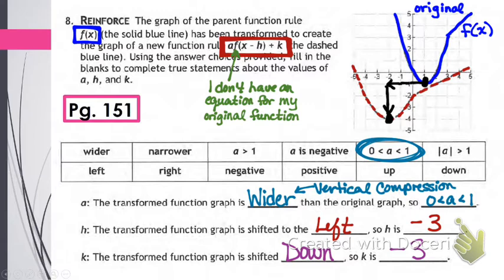So I can give you a graph with a transformed graph on there, and we can count between. Now for that a value, I couldn't ask you what a actually is, because that's really hard to find without a rule. But for the left and the right, for the up and down, we can just count, right?